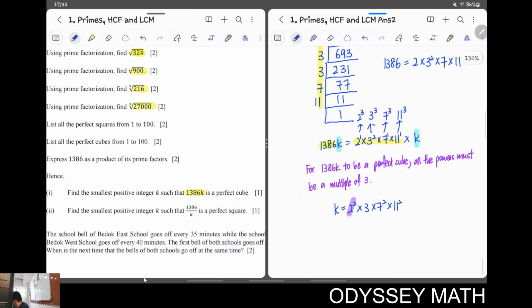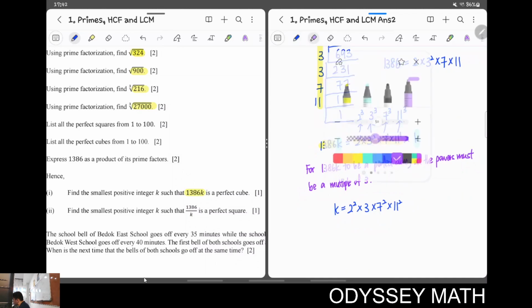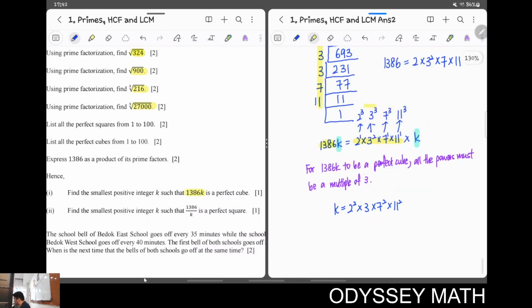So that is how you choose the smallest k. Why smallest? Because what we have done here is we have chosen the next smallest multiple of 3, and that would be enough to make 1386k a perfect cube. So that's why the smallest k will just be k equals 2 to the power of 2 times 3 times 7 to the power of 2 times 11 to the power of 2.